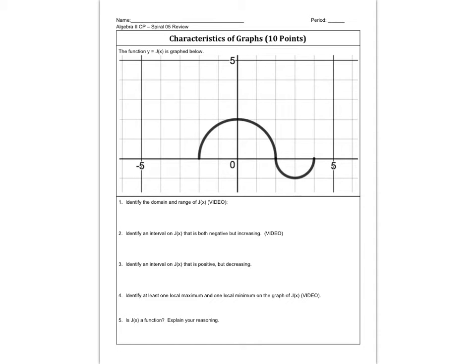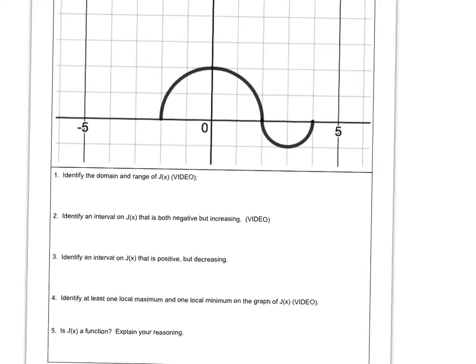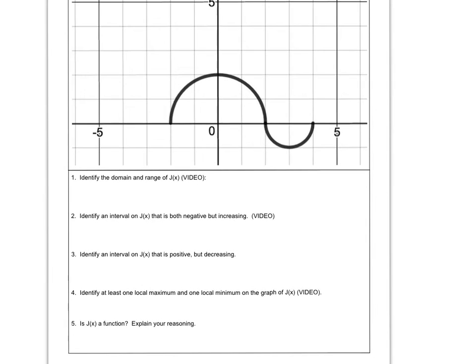Hi students, this is the spiral review for Spiral 5. That's the spiral that you will have tomorrow. First off, we're going to talk about domain and range. It's one of our two graded sections this time.